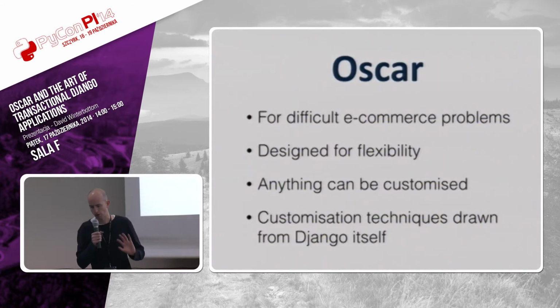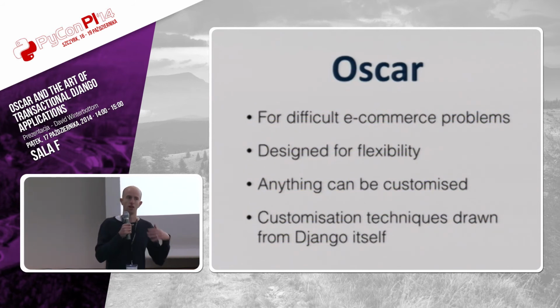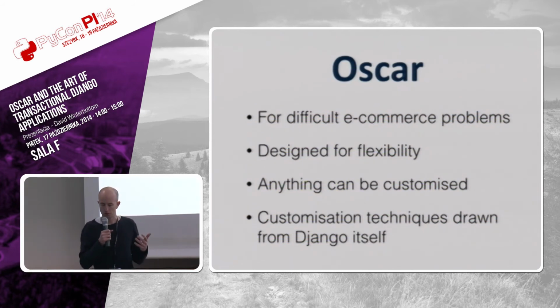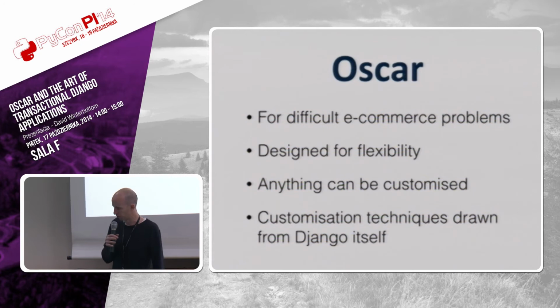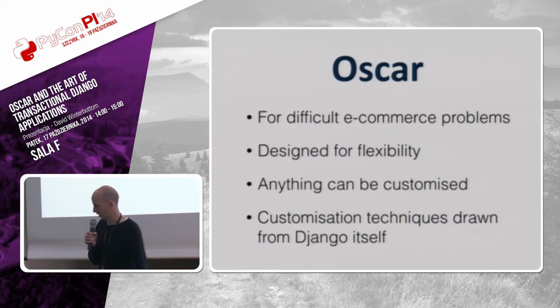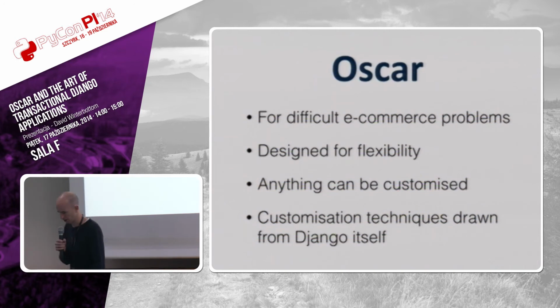Okay, so let's move on from Oscar now. But to wrap up, its sweet spot is solving difficult e-commerce problems. It's designed for flexibility. It's designed so that anything within it can be customized. And most of the techniques we use are really just drawn from Django itself. Okay, and I'll come back to its future and roadmap in a second.